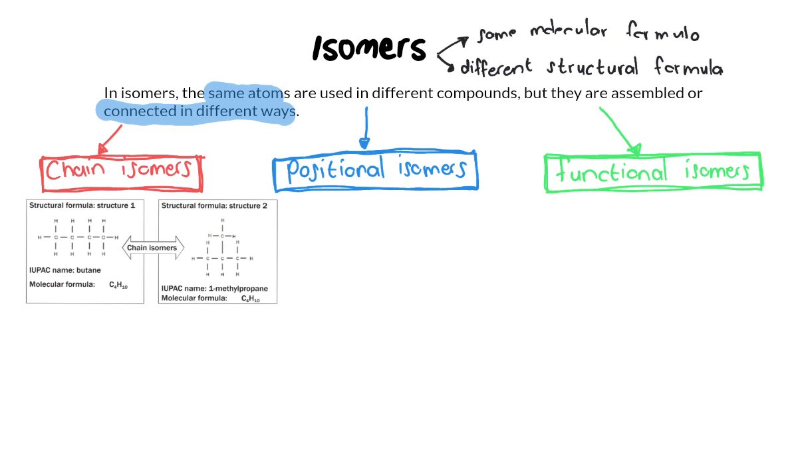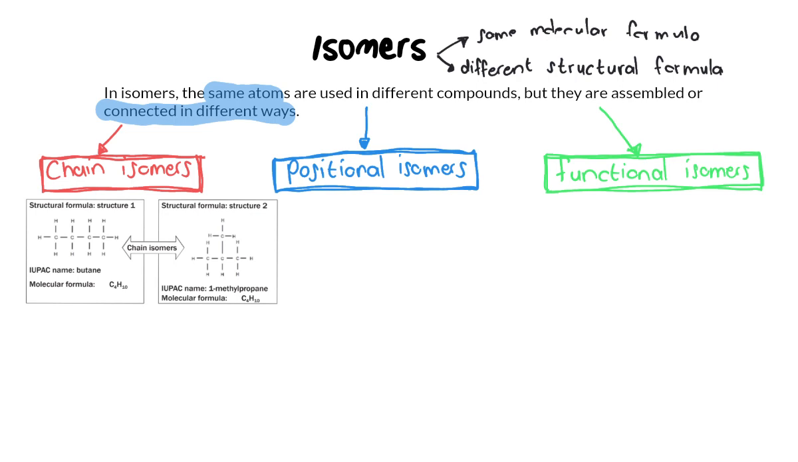So first up we have our chain isomers. So you can see here that I gave you two different organic molecules. Each of them has the same molecular formula, C4H10, C4H10, but they look different. So you see they have the same atoms, the same number of atoms of the different elements, but they are arranged in a different chain. That's why we call them chain isomers. So this one, for example, is butane, but this one is 1-methylpropane. So that is an example of a chain isomer.